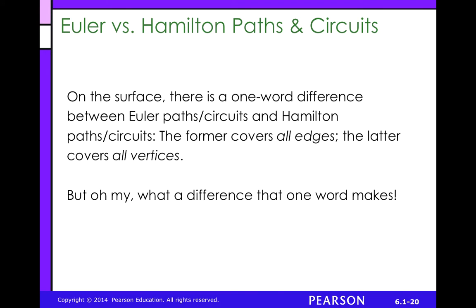So on the surface, there's a one-word difference between Euler paths and circuits and Hamilton paths and circuits. The former covers all edges, the latter covers all vertices. However, it turns out that the theory of these two kinds of things is very different. In particular, with Euler stuff, we had a very nice theorem that told us exactly when an Euler circuit or Euler path existed. And all we had to do was analyze the degrees of the vertices.